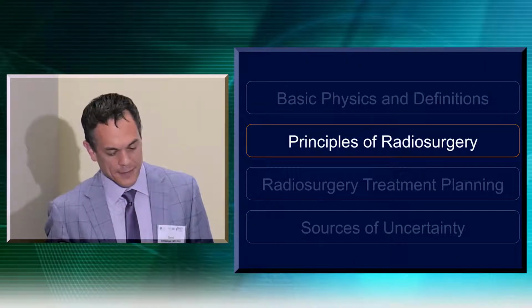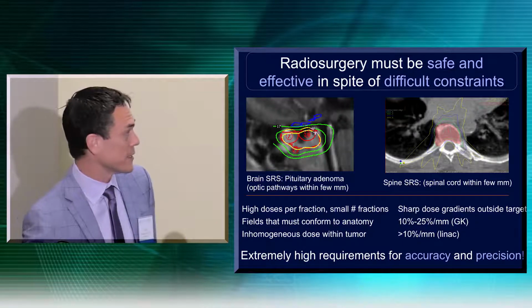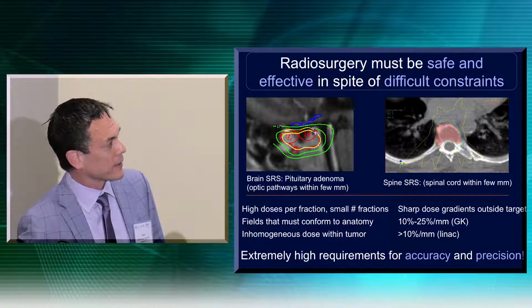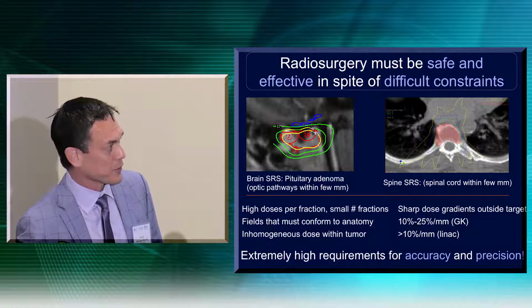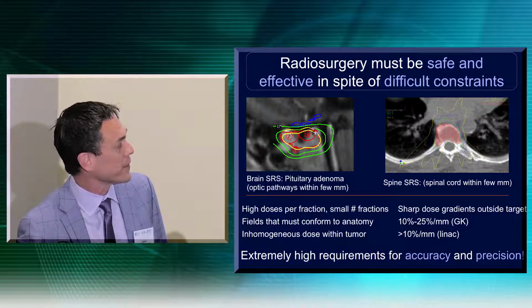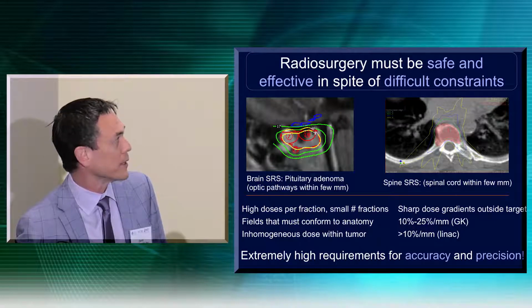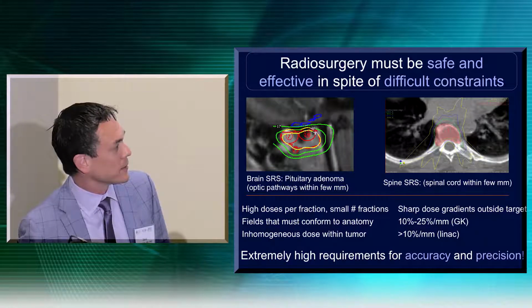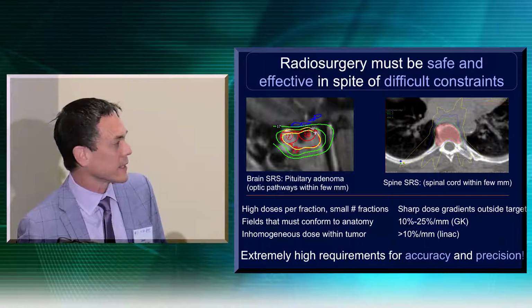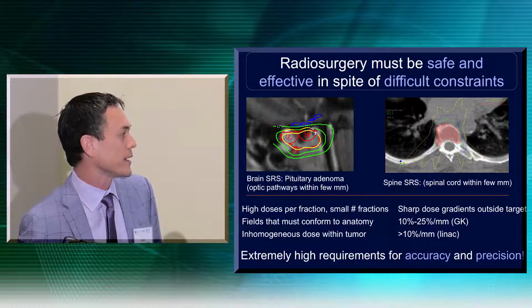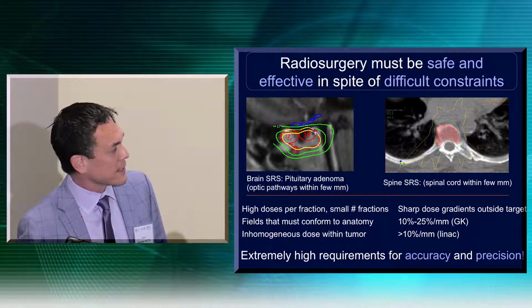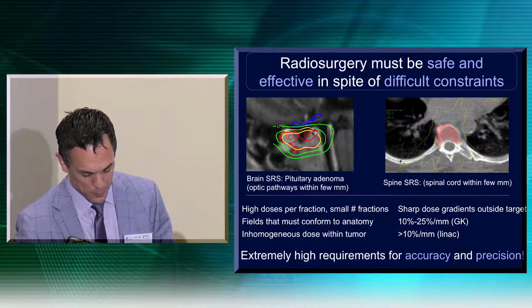So enough about basic physics. How does this relate specifically to radiosurgery? Radiosurgery has the problem that we're usually trying to treat things that are hard to operate on surgically, and so we're often close to things that are really critical. There's two examples here where we have a pituitary tumor and the optic pathways are millimeters away, and a spine case where you're trying to treat a vertebral body and the spinal cord is millimeters away. And so to be able to do this, you have to generate really sharp dose gradients. In radiosurgery, we're usually talking about dose gradients on the order of 10 to even 25% per millimeter. And so if you're going to do this, that means you have really high requirements for accuracy and precision.